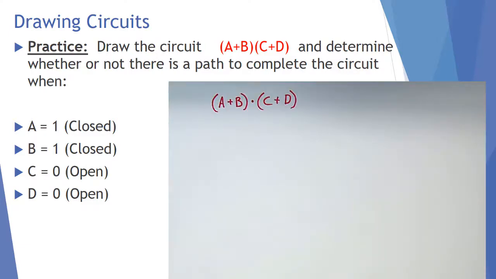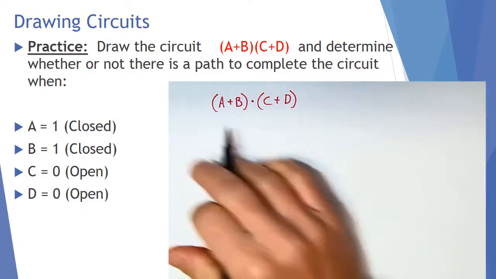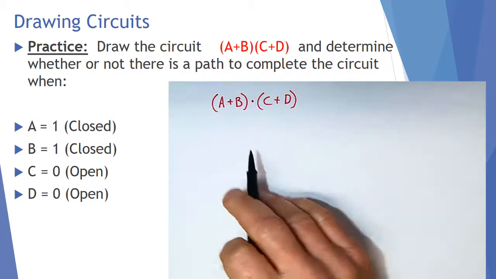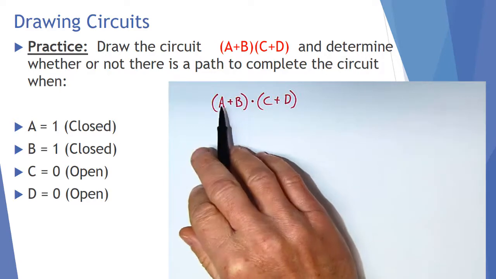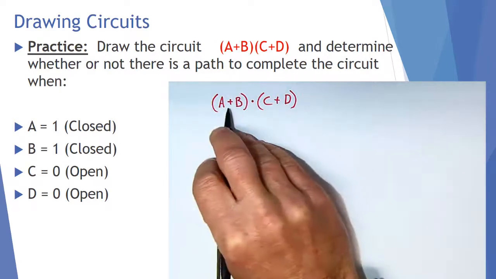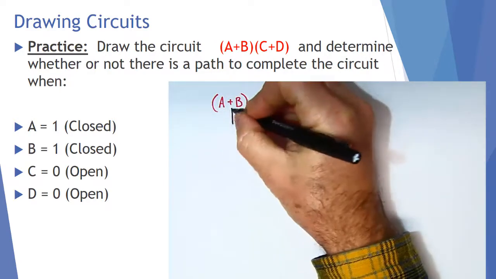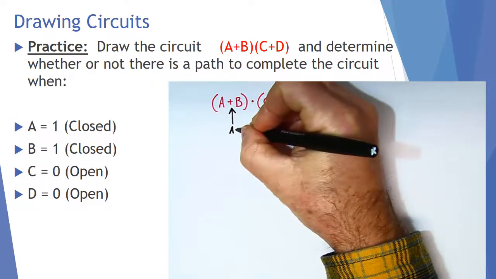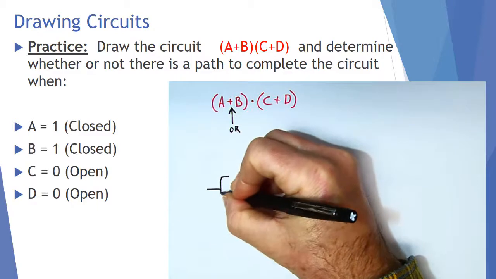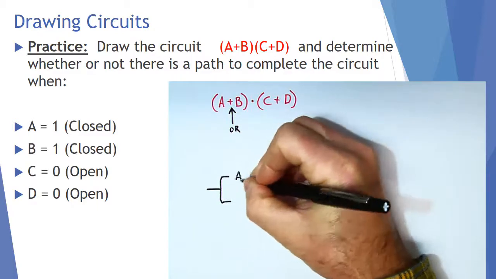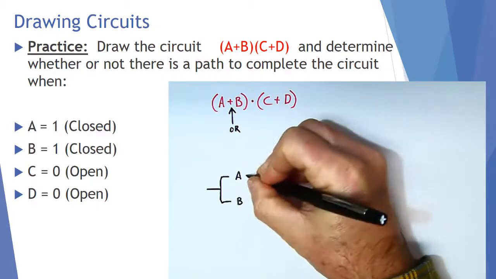Okay, well, here we go. And again, anything in parentheses is where we'll start drawing our circuit. So A or B in parentheses, that means that we should have an A or B path. That's the Boolean operator of addition, which means or, and so that means we should have a parallel path to start with involving A or B.